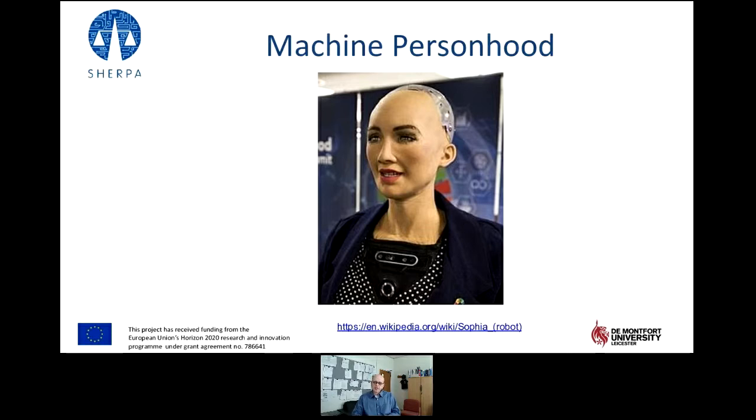The picture you see here is of a robot called Sophia by Hanson Robotics, and this robot has been very prominent in gaining citizenship of the Kingdom of Saudi Arabia. So the question is now, how do we deal with machines in future if they become autonomous and apparently intelligent?